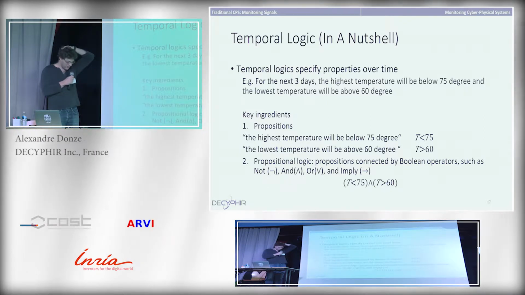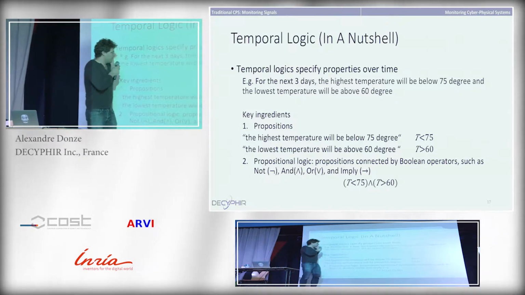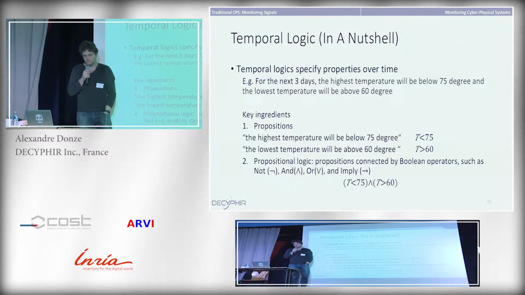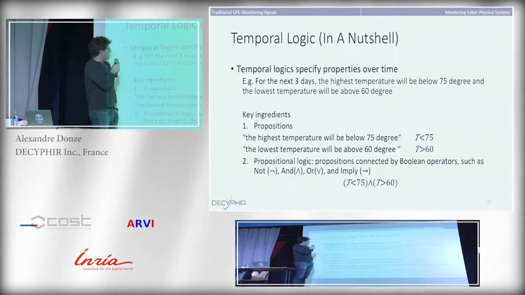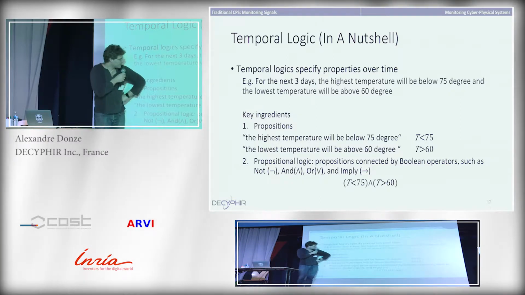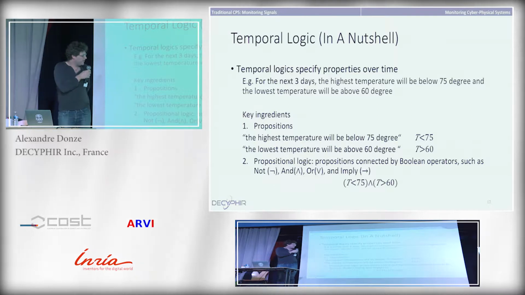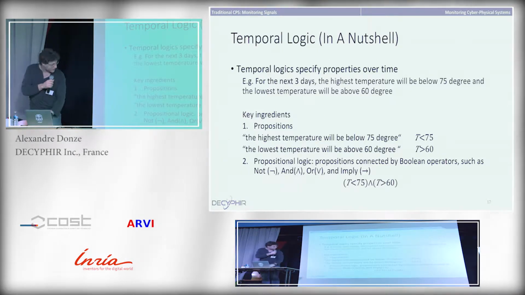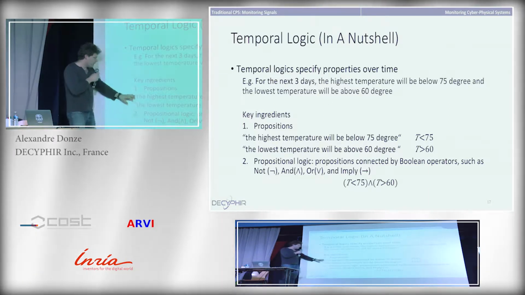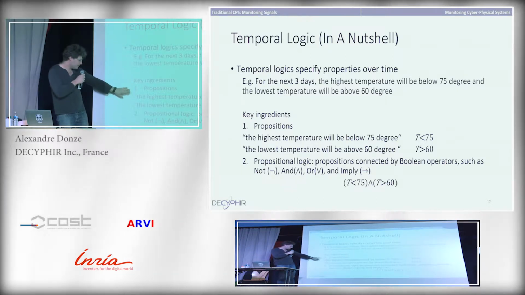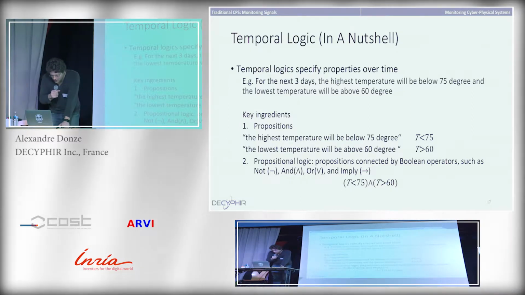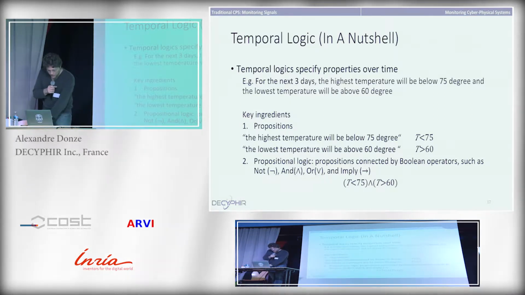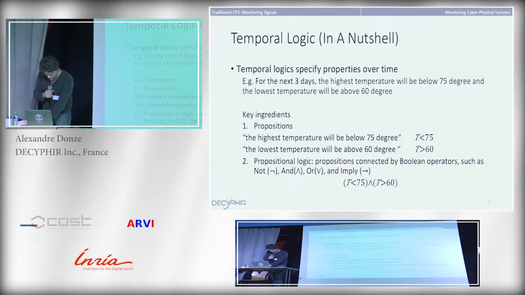And now, getting to temporal logic. I guess most of you are familiar with it, but correct me if I'm wrong. Anyway, temporal logic specifies properties over time. For the next 3 days, the highest temperature is going to be 75 degrees. In the west, it's going to be above 60 degrees. That's a Californian statement, so it's Fahrenheit and mild temperatures. As you know, you have propositions: the highest temperature will be below 75 degrees, the lowest will be above 60 degrees. So you can say T smaller than 75, T greater than 60, and you have propositional logic, propositions connected by Boolean operators.